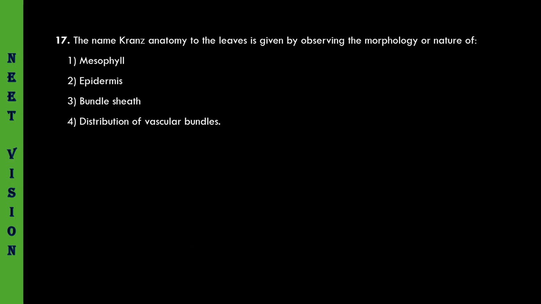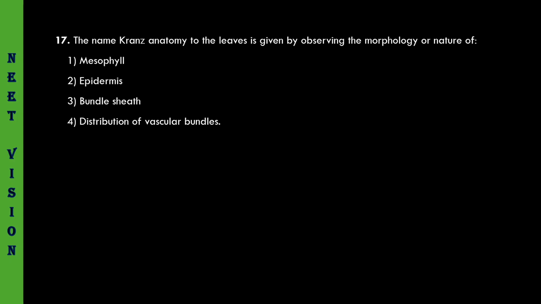Coming to the next one. The name Kranz anatomy to the leaves is given by observing the morphology or nature of the bundle sheath of C4 plants like maize and sorghum, even sugarcane. Bundle sheath cells of C3 plants do not have chloroplasts. Bundle sheath cells of leaves of C4 plants have got chloroplasts. Hence, the bundle sheath with chloroplasts appears as a green garland or wreath-like structure around the vascular bundle.